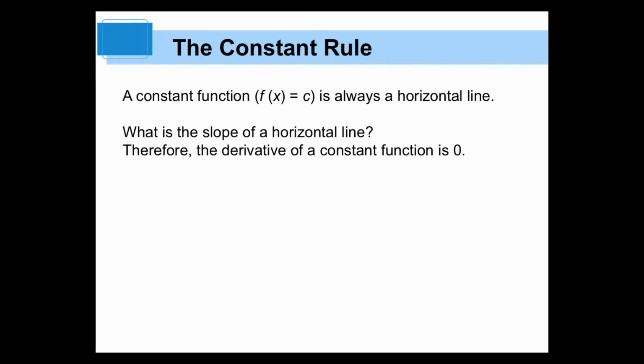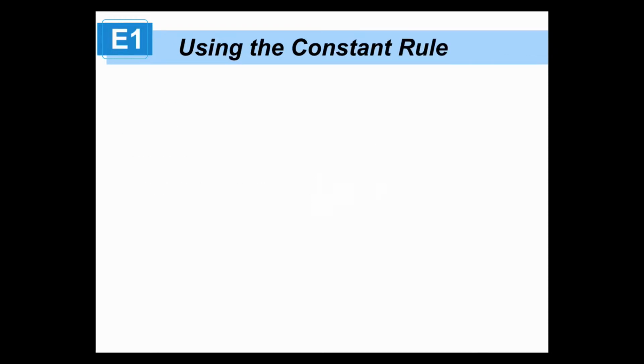You can't remember horizontal or vertical, so you just wave your arm back and forth. It's a horizontal line. What's the slope of a horizontal line? 0. So what would the derivative of any constant be? 0.